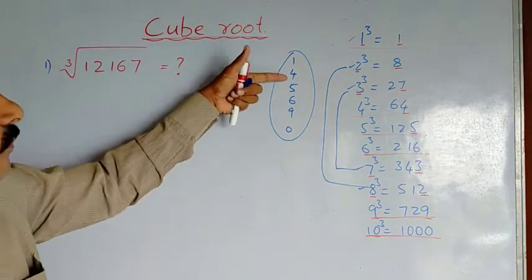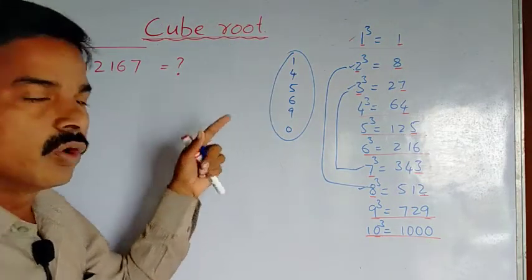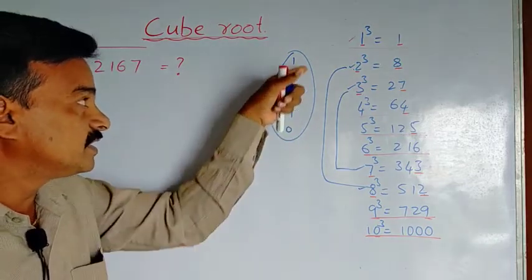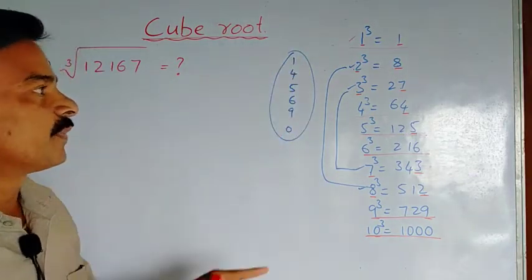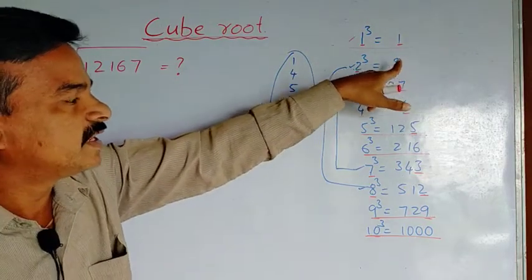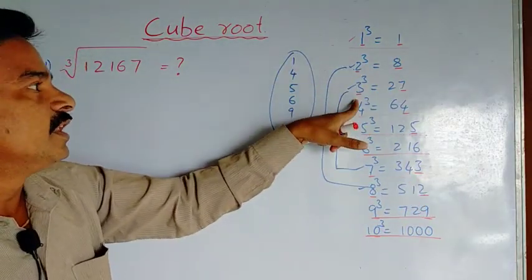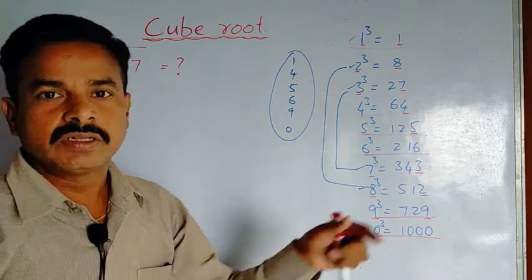So if a number ends with 1, 4, 5, 6, 9, or 0, its cube also ends with the same digit. And 2 ends with 8, 8 ends with 2. 3 ends with 7, 7 ends with 3.